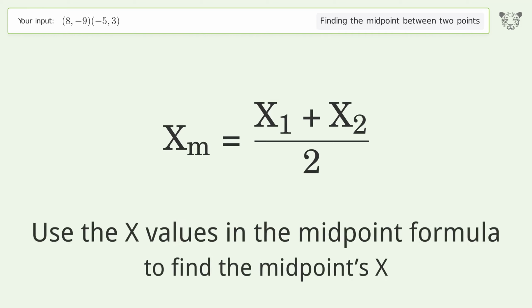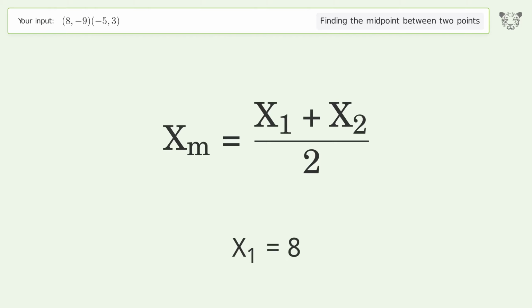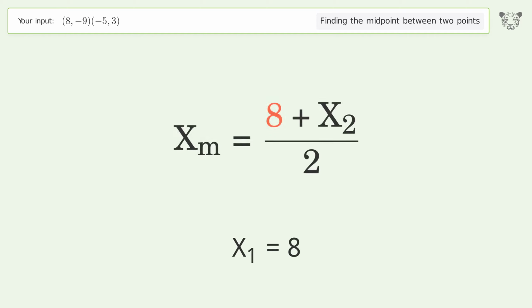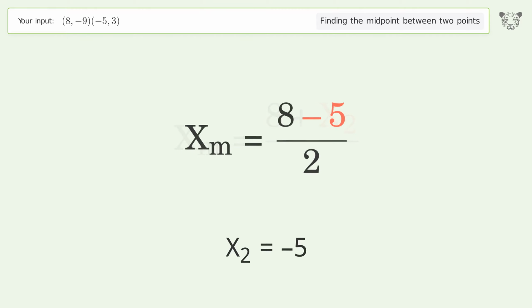Use the x values in the midpoint formula to find the midpoint's x. x1 equals 8. x2 equals -5. Simplify the arithmetic.